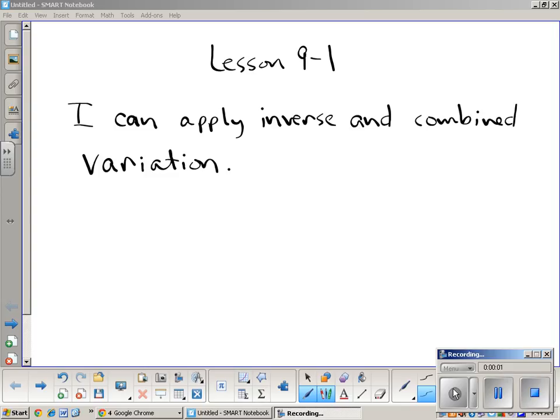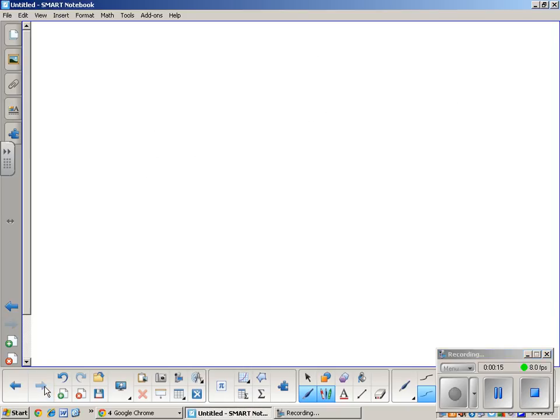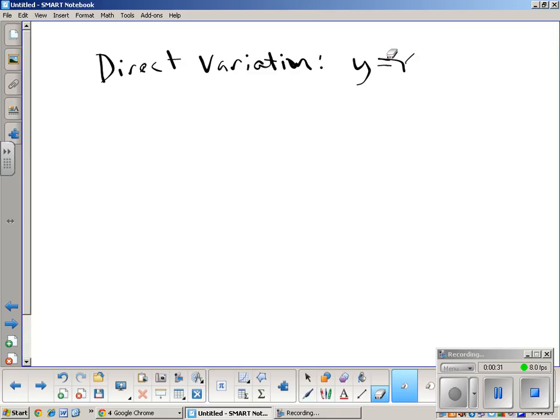Lesson 9.1, apply the inverse and combined variations. You have done direct variations many times. This is just review, but direct variations are of the form y is equal to kx, okay?